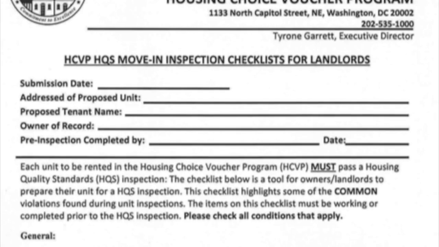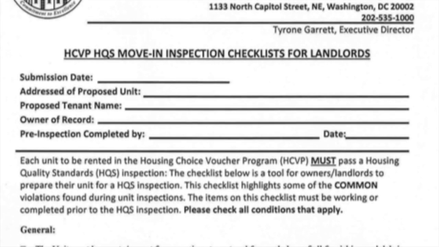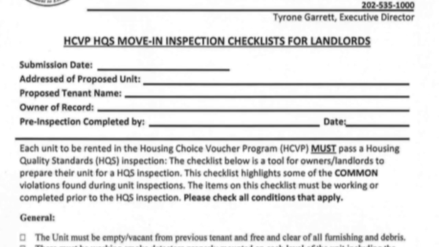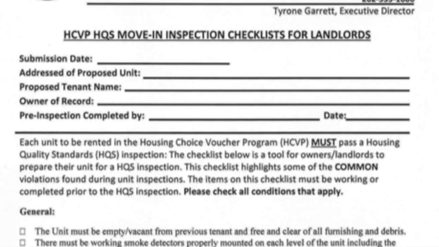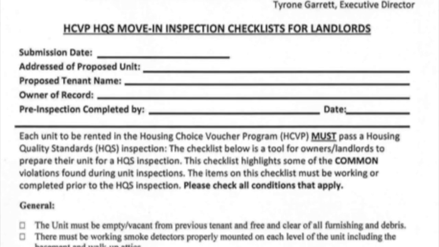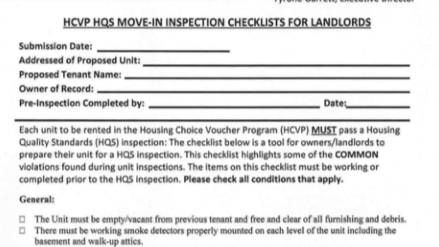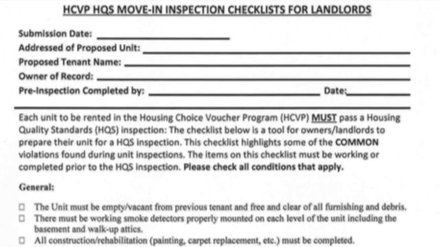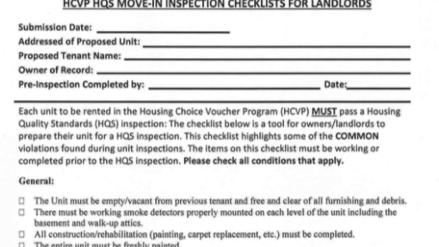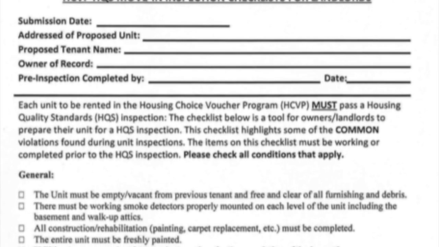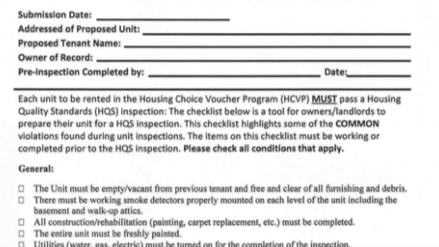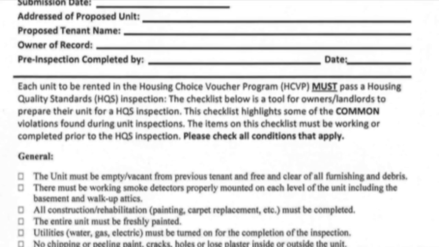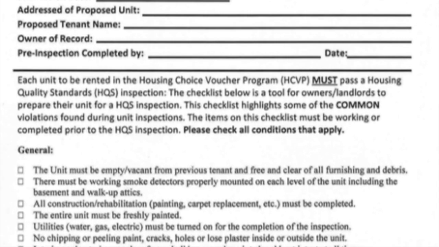Please check all conditions that apply. General. The unit must be empty or vacant from previous tenant and free and clear of all furnishings and debris. There must be working smoke detectors properly mounted on each level of the unit, including the basement and walk-up attics. All construction or rehabilitation, painting, carpet replacement, etc. must be completed. The entire unit must be freshly painted. Utilities, water, gas, electric, must be turned on for the completion of the inspection.